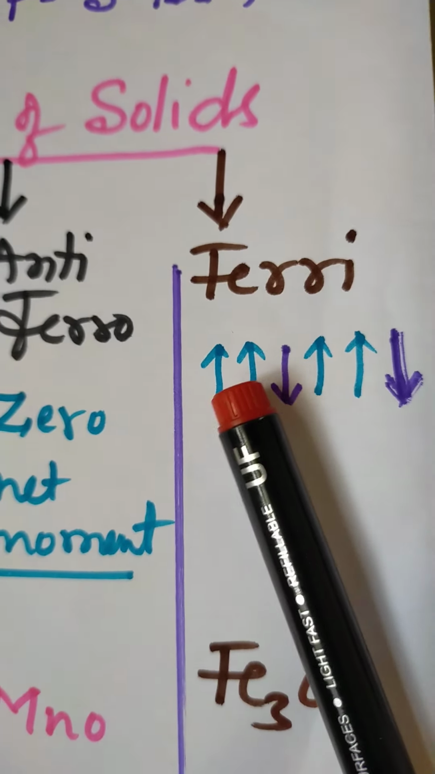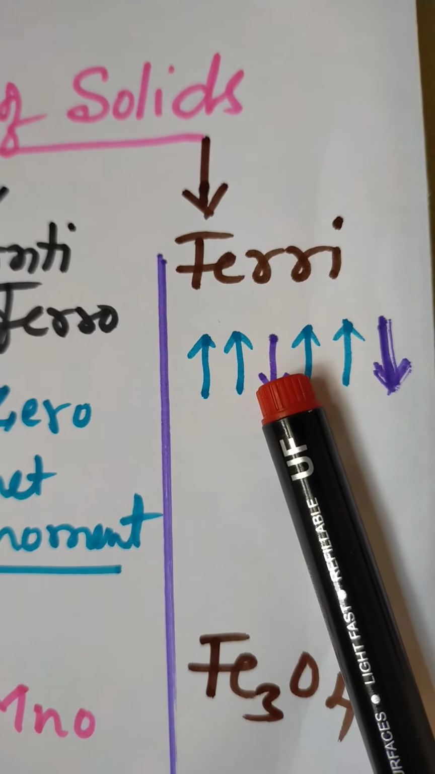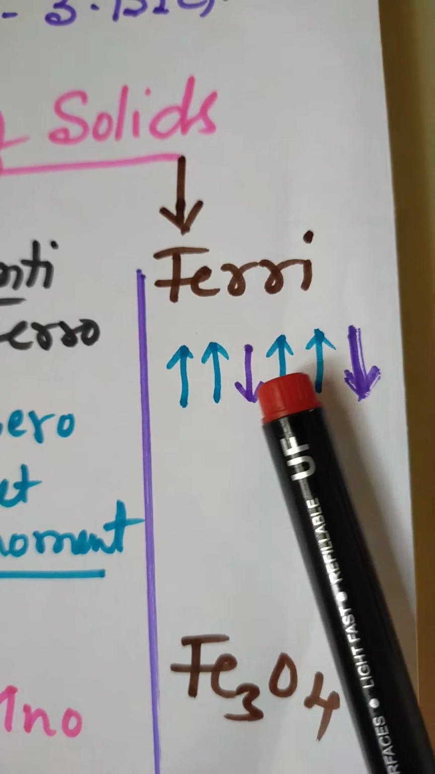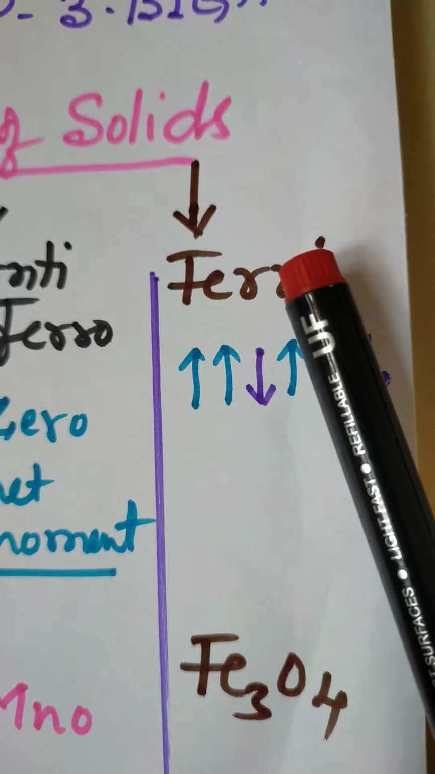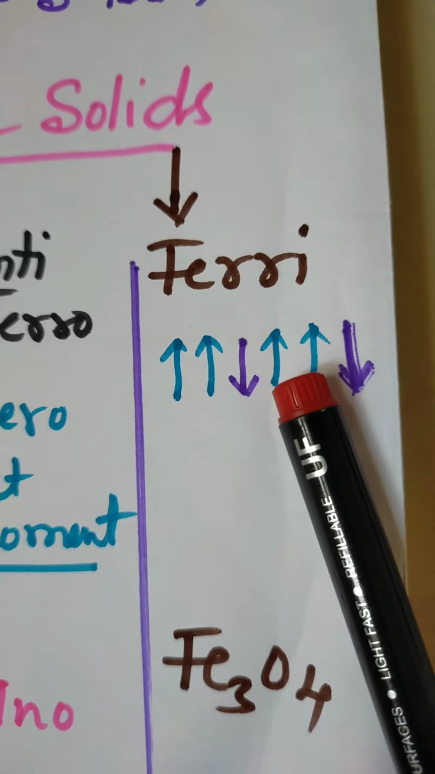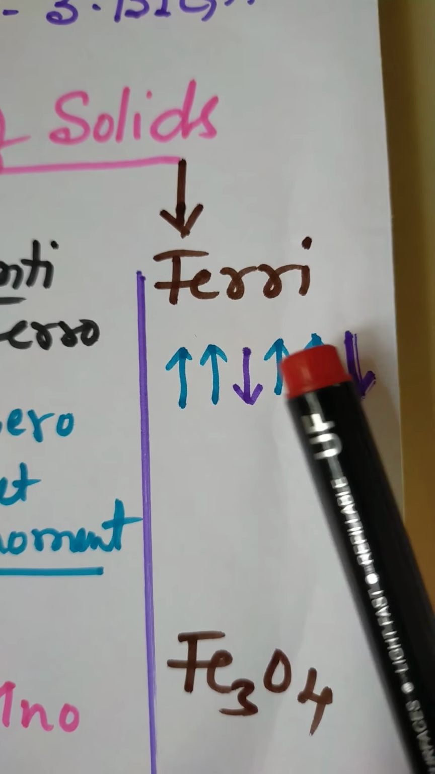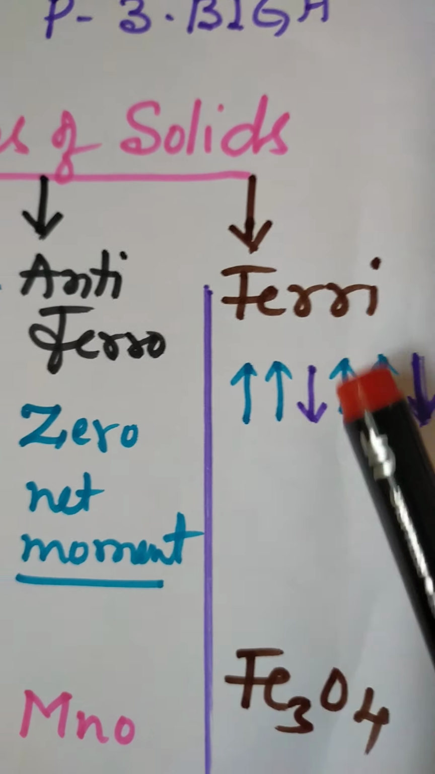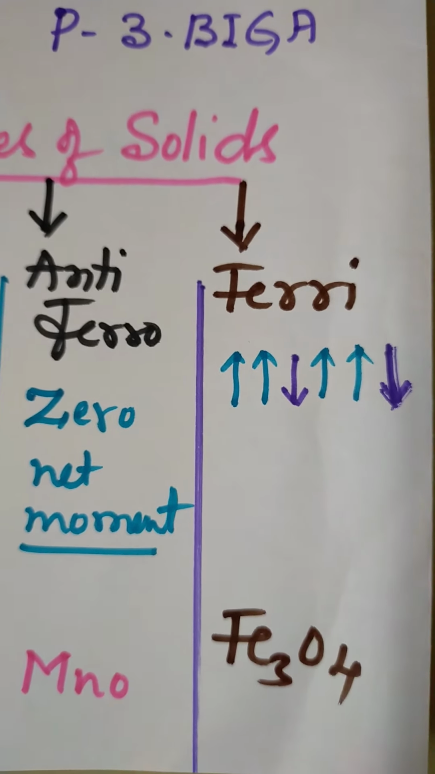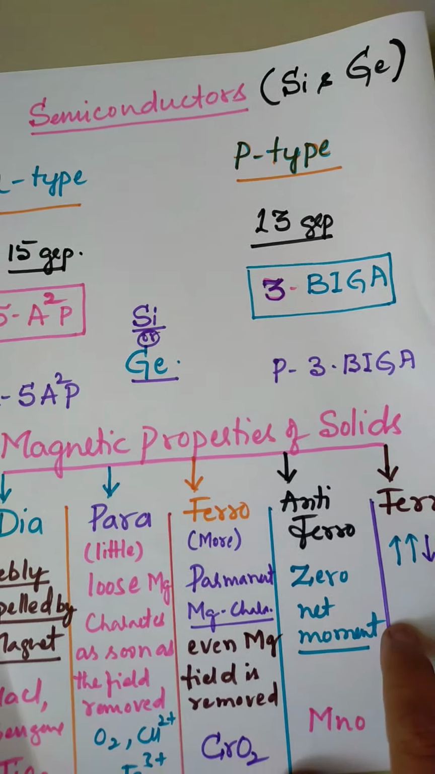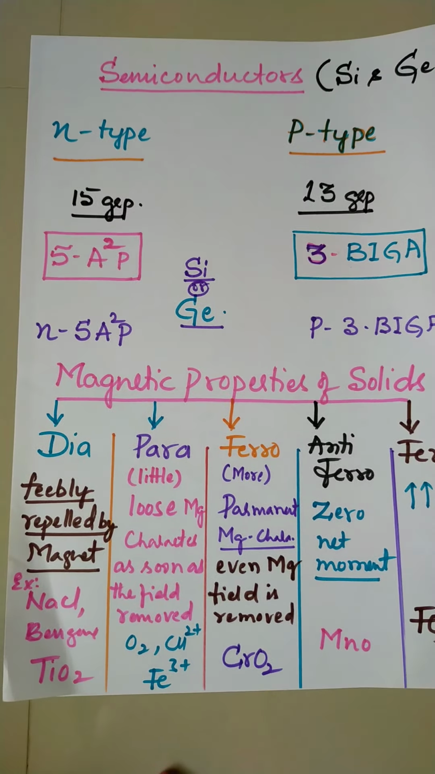Just observe that two arrow marks are above and one arrow mark is below. These are the parallel and the anti-parallel lines. Ferrimagnetic shows both the parallel and anti-parallel lines. Then it possesses some magnetic property. That's called ferrimagnetic substances. Example is Fe3O4.